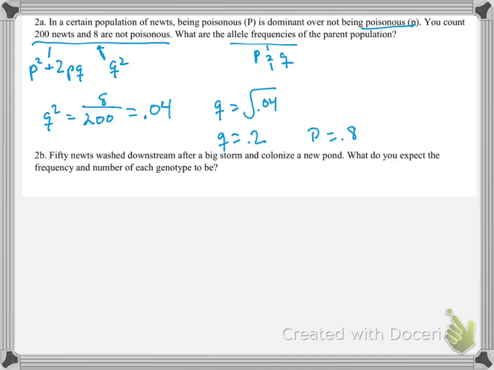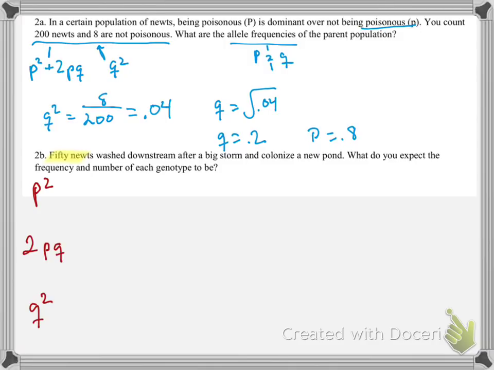Okay, moving on to 2B. 50 newts wash downstream, and after a big storm, they colonize this new pond. What would the expected frequencies be for each of those genotypes? So we just figured out the allele frequency. We can figure out if 50 of the 200 newts, or 50 of this entire population of newts, were to wash downstream, we can simply use those same frequencies, and then place them in relation to this population of 50. So what are we trying to find? We're trying to find how many homozygous dominant newts there should be in that 50, how many heterozygous newts there should be in the 50, and how many homozygous recessive newts there should be in the 50.